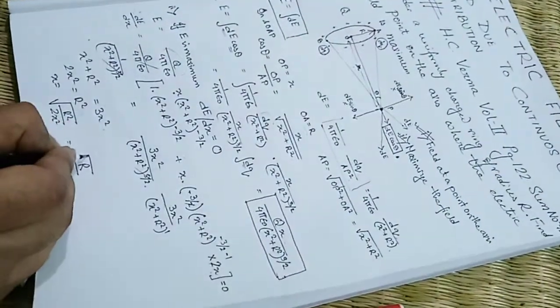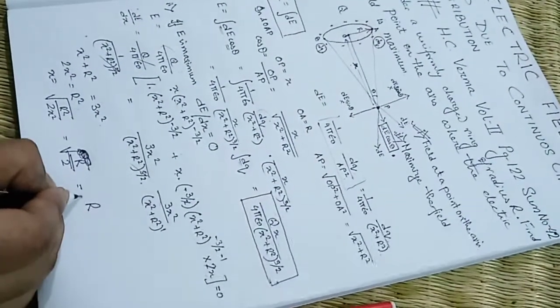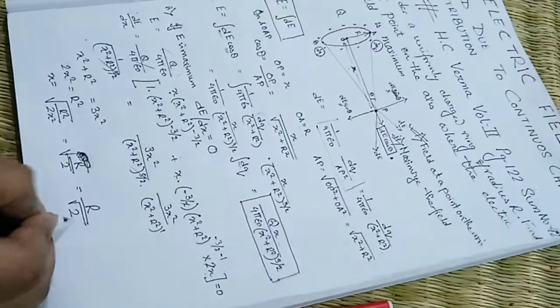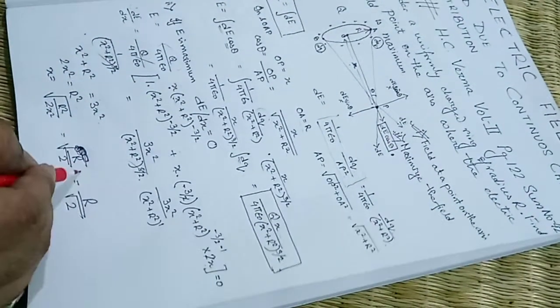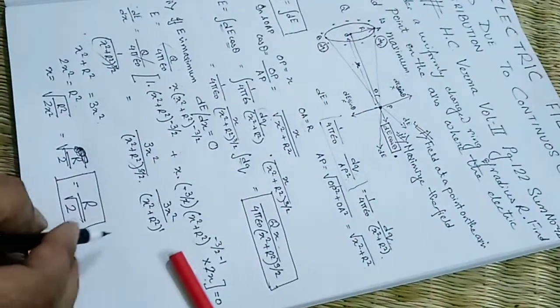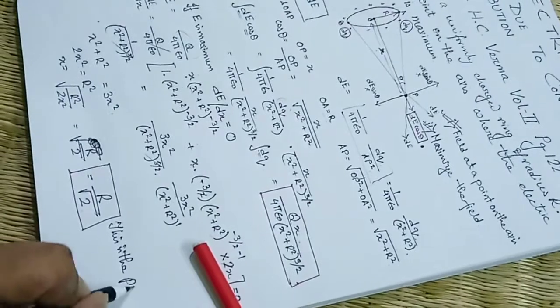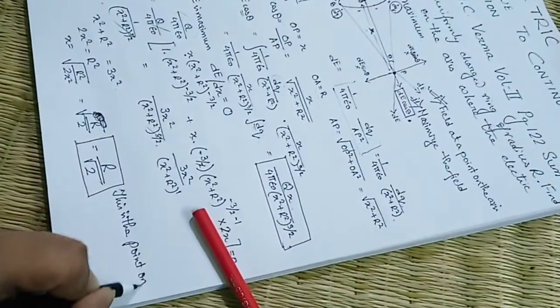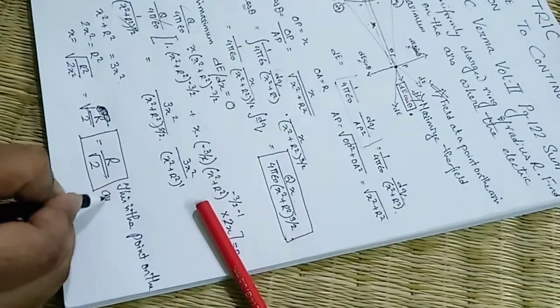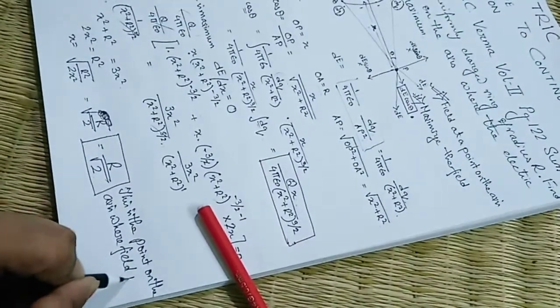Sorry, it's R by root 2. I will write it clearly. It becomes R by root 2. The desired result is R by root 2. This is the point on the axis where the field is maximum.